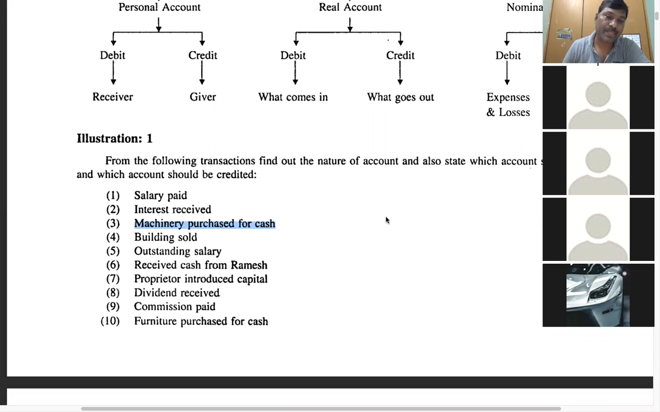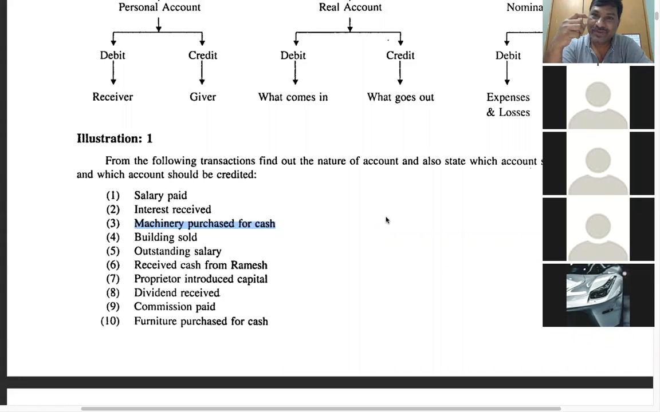Sir, when we are purchasing machinery, it is also an expense, no, sir? Right. In accounting, yes, good question. Guys, you have to clarify your doubts this way. You have to keep asking. When you are buying machinery, sir, this is also an expense.